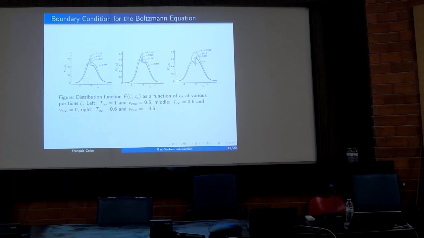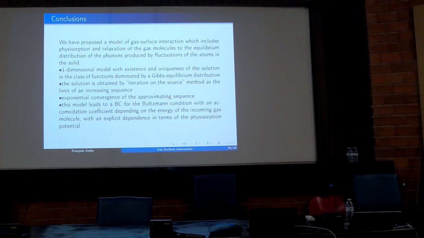Based on this, you can look at the reflected distribution function in terms of the incoming density of particles, right? So this is for various temperatures and incoming velocity. So to conclude, this is a very simple one-dimensional model for which you can prove properties like existence, uniqueness, and so on. So the solution is obtained by the iteration of the source method as a limited increasing sequence. Convergence is exponential, rather easy to establish.